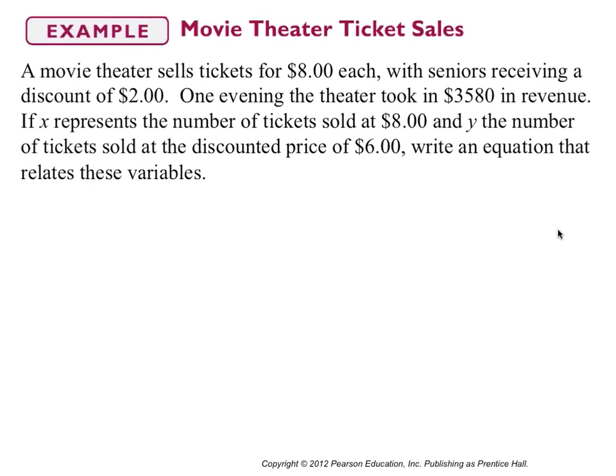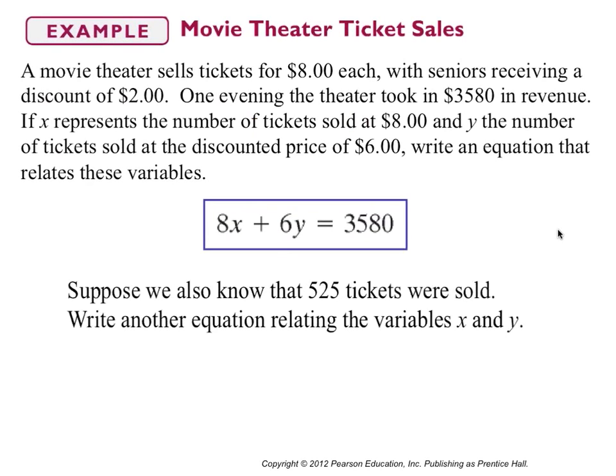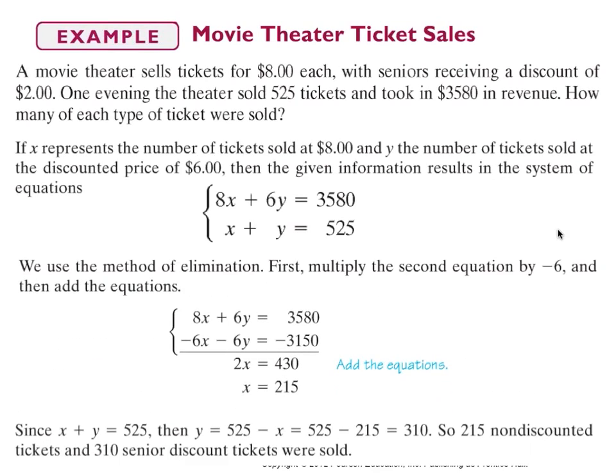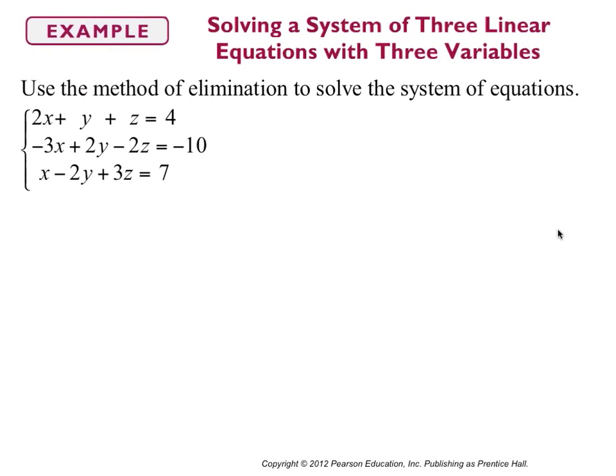Let's skip this movie theater ticket sales because I want to make sure we get to one with 3 variables. This one you could find in the last video where I talked about linear equations. So if you want a little bit extra review on that, you could go back to that one. But let's go ahead and do this one here where we're solving a system of 3 linear equations with 3 variables. So what you're going to do is you're going to use the method of elimination that we just went through, but we're going to have to do it a couple of times.